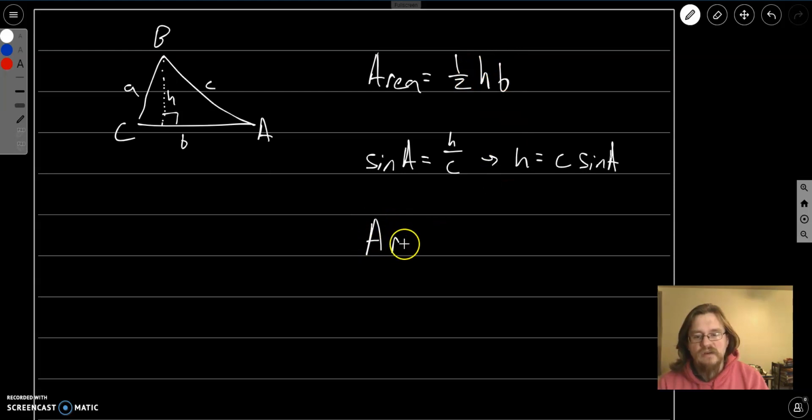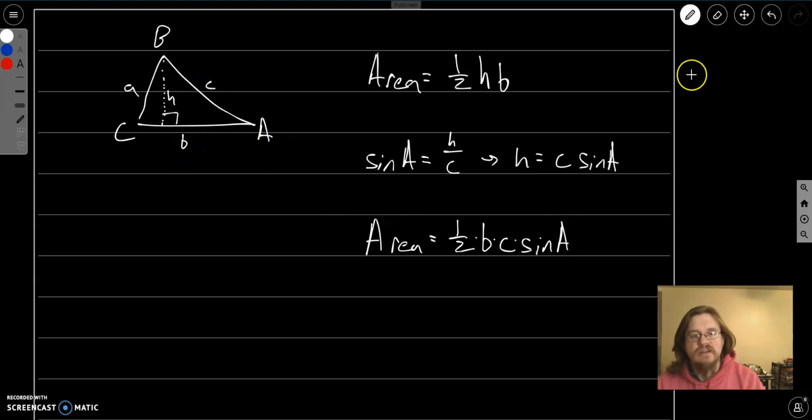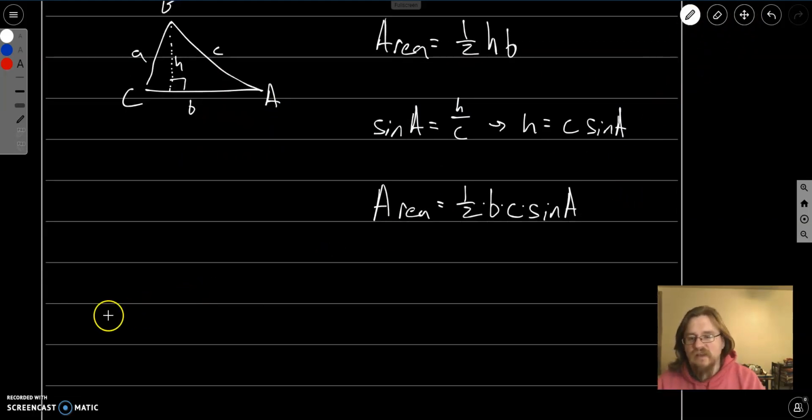So the new formula for the area of our triangle is going to be 1/2. I'm just going to switch the order here. This is going to be b times c times the sine of a. What you'll notice is that we have b and c, both different from a. So whatever a is, we have these two sides adjacent to it. And it turns out that this in general is the formula.